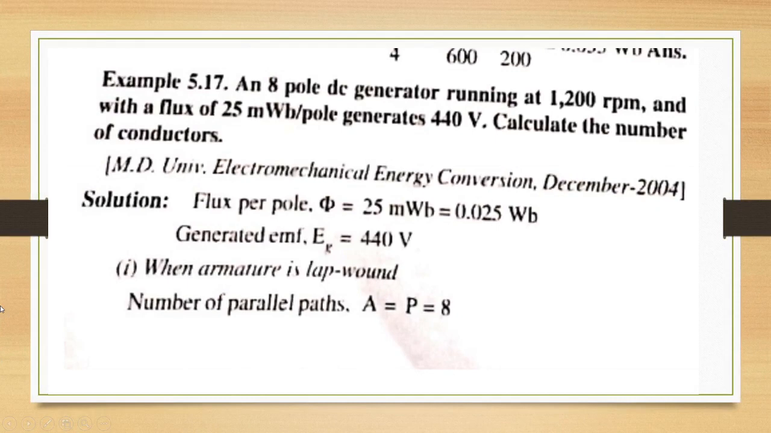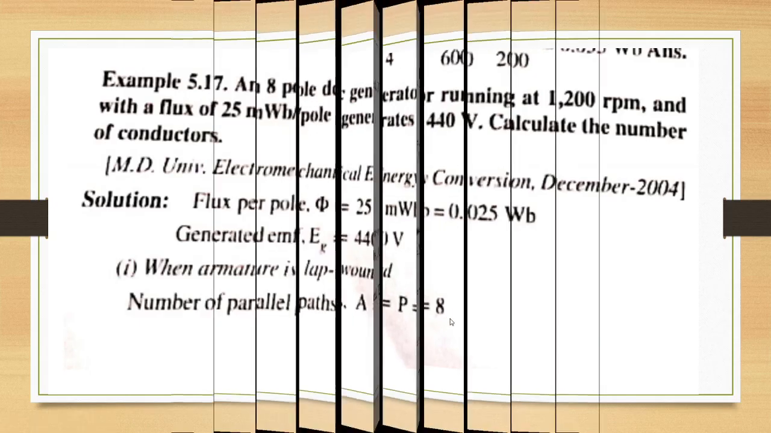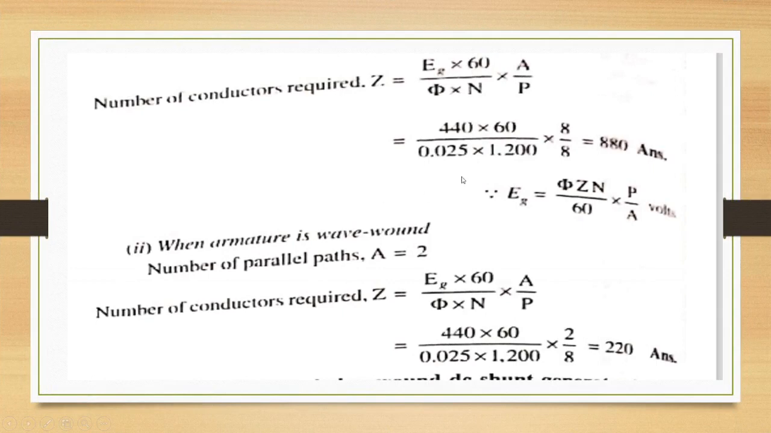Next numerical. An 8-pole DC generator running at 1200 rpm and with a flux of 25 milliweber per pole generates 440 volts. Calculate the number of conductors. So when armature is lap wound, A is equal to P, that is 8. So the number of conductors is E into 60 by φN into A by P. Substitute all the values. 880 is the number of conductors when it is lap wound, and for wave wound it is 220.